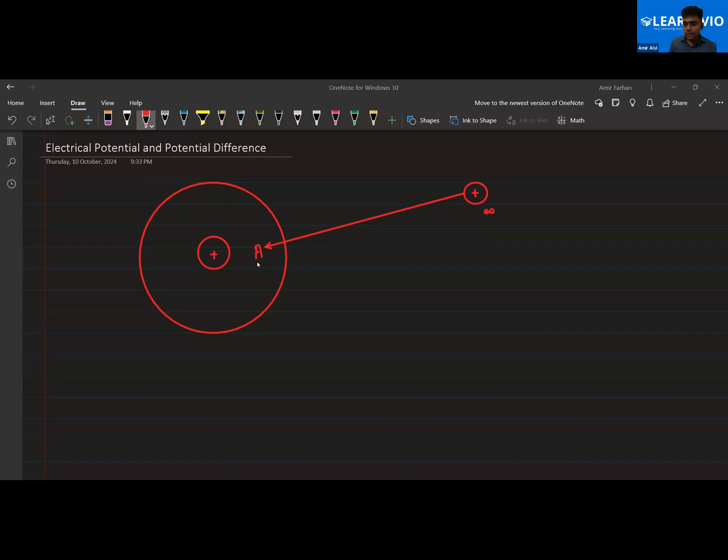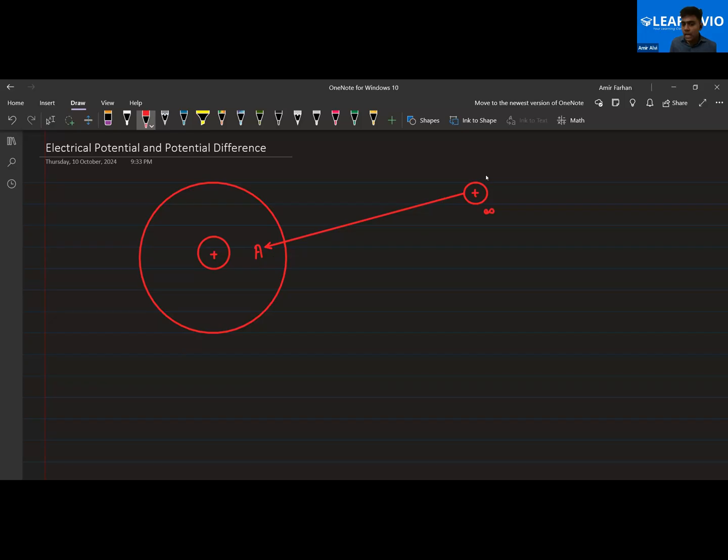It means that when you take that charge from infinity to point A, you have to do some work. If you are carrying some handbags from a market to your home, you have to do some work. Your energy is getting exhausted. Some part of your energy is getting exhausted. Right or no? Yes or no?